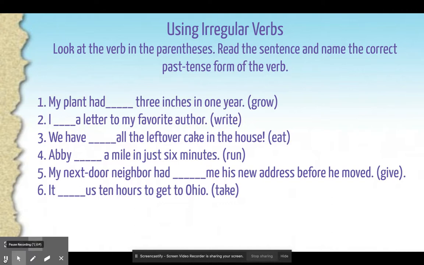Number 5, my next door neighbor had blank me his new address before he moved. The past tense of give. You should have said given. My next door neighbor had given me his new address before he moved. Number 6, it blank us 10 hours to get to Ohio. What past tense of take will we use? You should have said it took us 10 hours to get to Ohio.